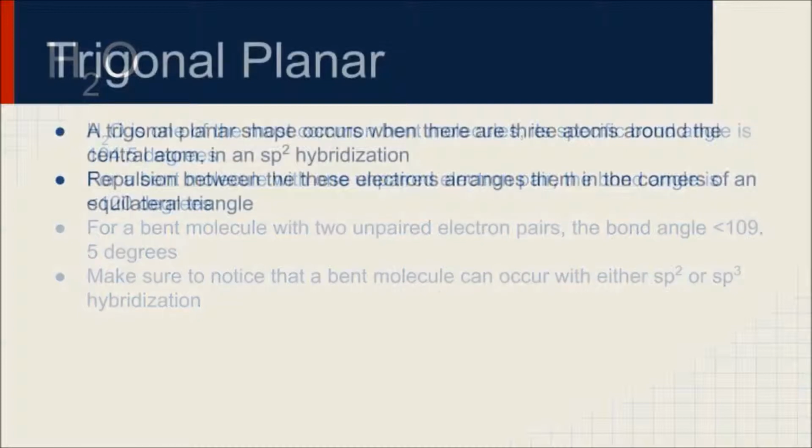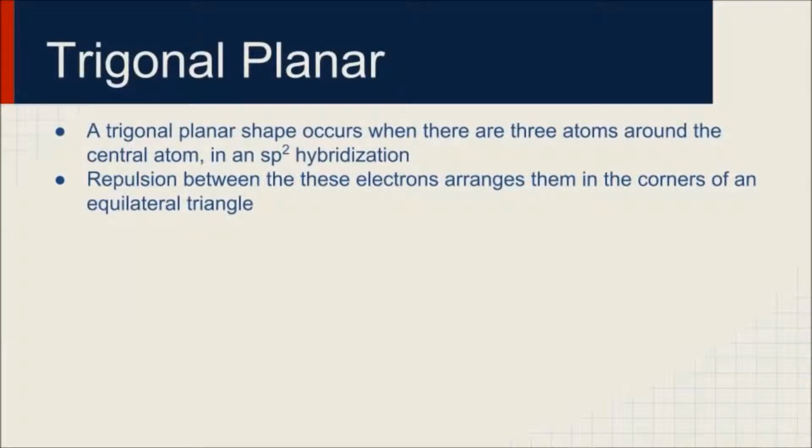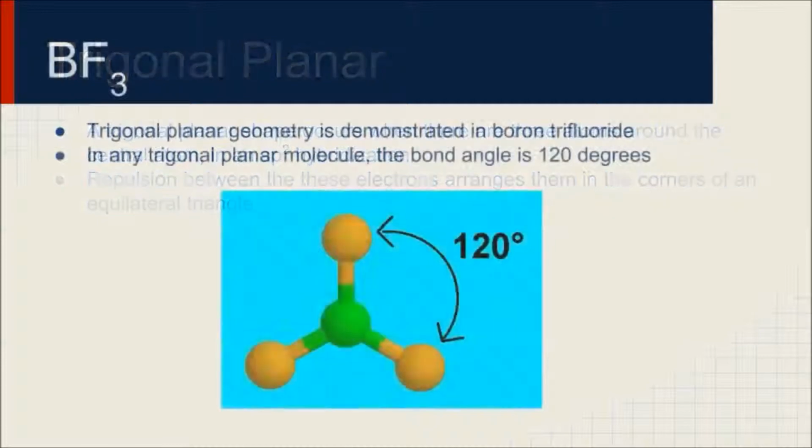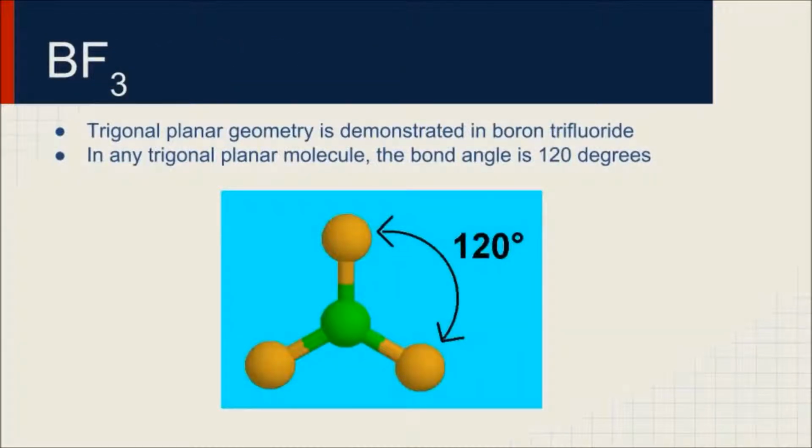The next shape is trigonal planar. A trigonal planar shape occurs when there are 3 atoms around the central atom in an sp2 hybridization. Repulsion between the 3 electron regions arranges them in the corners of an equilateral triangle, the shape of least energy. Trigonal planar geometry is demonstrated in boron trifluoride. In any trigonal planar molecule, the bond angle is exactly 120 degrees, and it lies on only one plane.